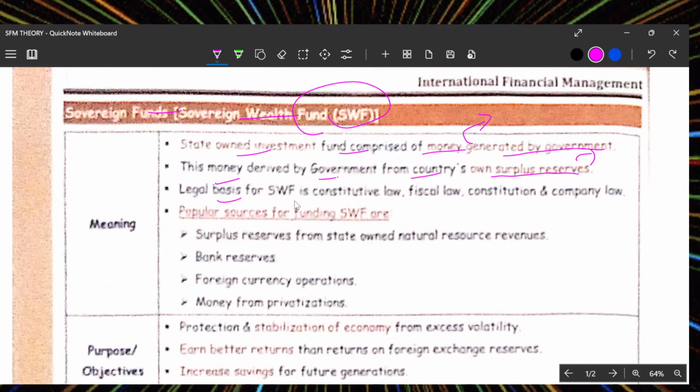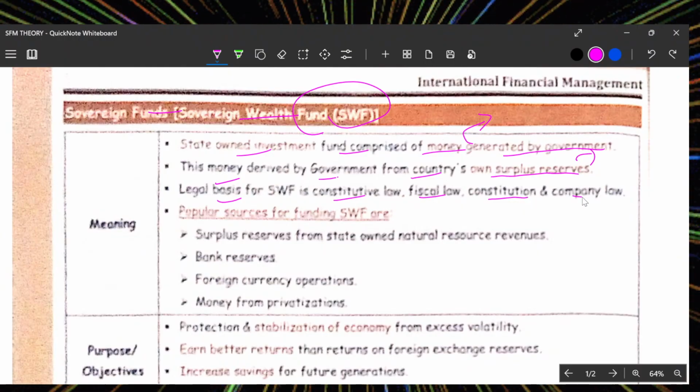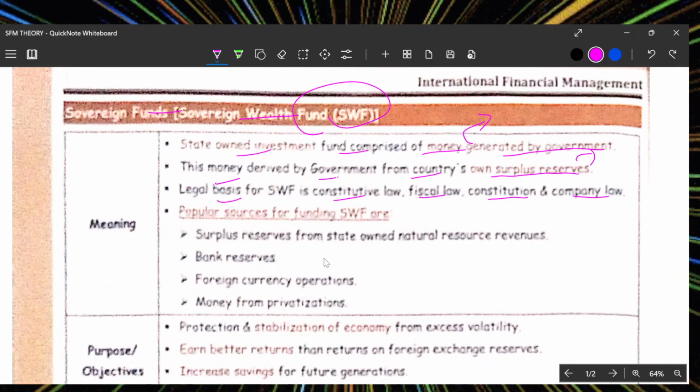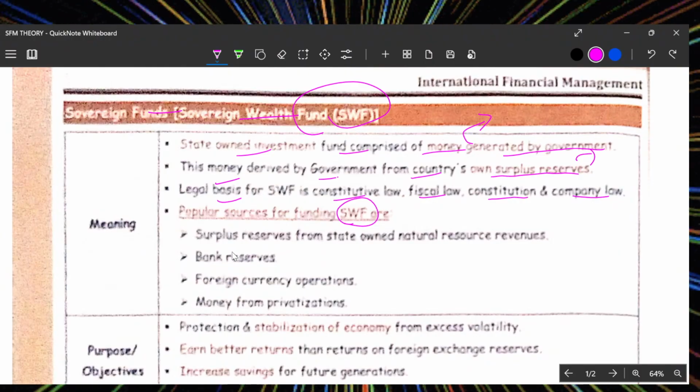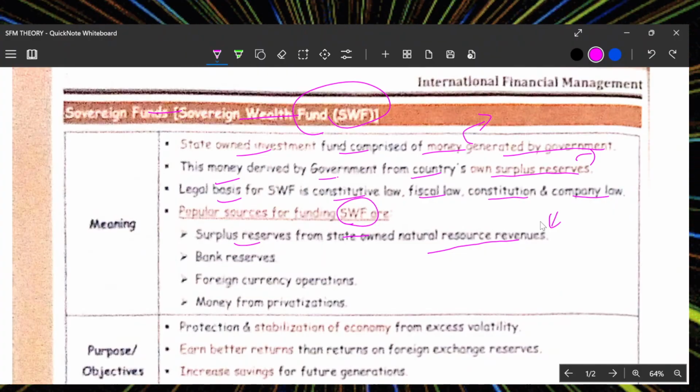The legal basis of a sovereign wealth fund is constitutional law, fiscal law, and company law. So the legal basis is as per the constitution, as per the fiscal law, as per the company law. Popular sources of funds in a sovereign wealth fund are surplus reserves from state-owned natural resource revenue, from our doing business. For example, budgeted expenses, budgeted income.